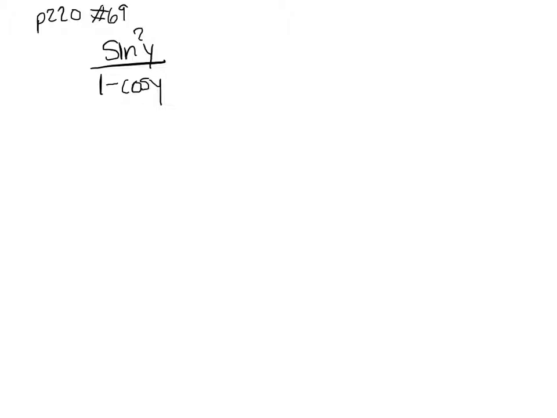So in this problem, we're trying to get rid of the fraction. For some reason, whatever it may be in the future, we don't want a fraction. Okay? So just like when we were working with complex numbers, you're going to multiply by the conjugate of the bottom. So we're going to multiply by 1 plus cosine y. And then whatever we do to the bottom, we have to do to the top.